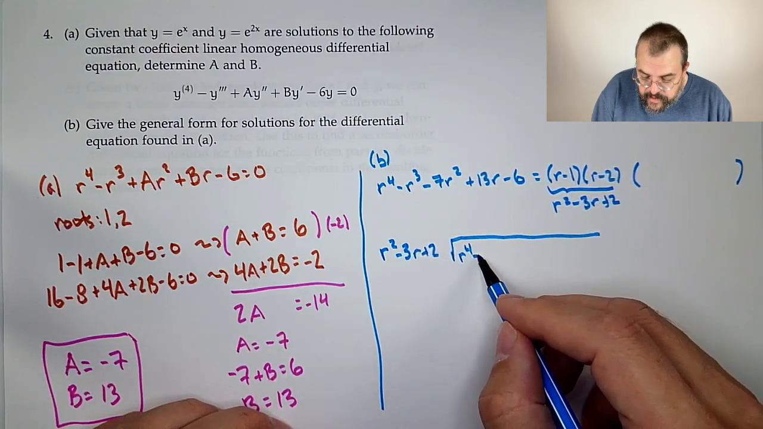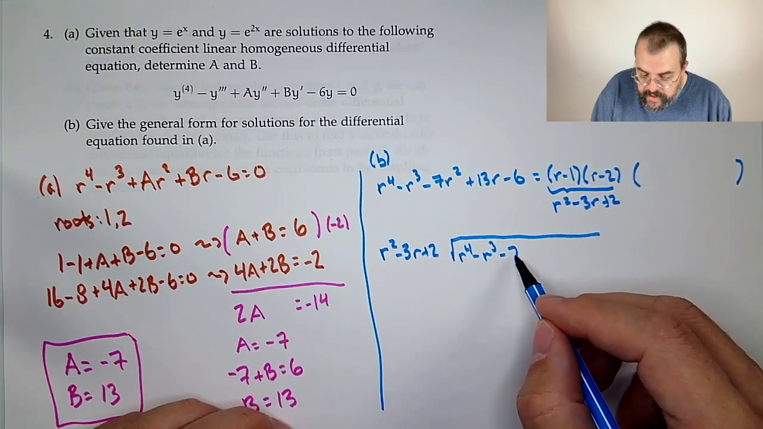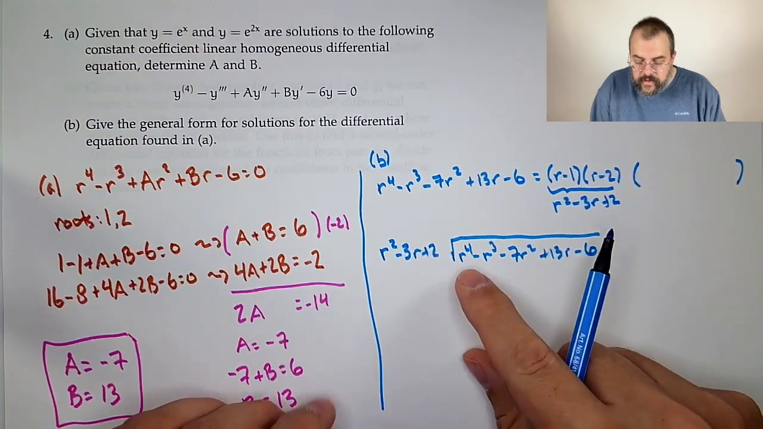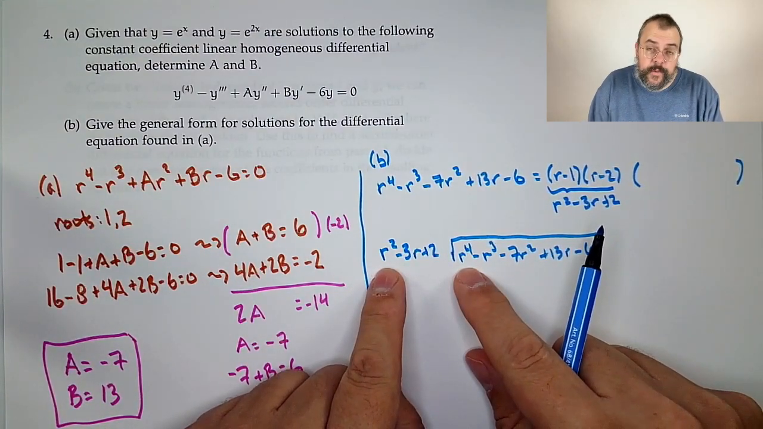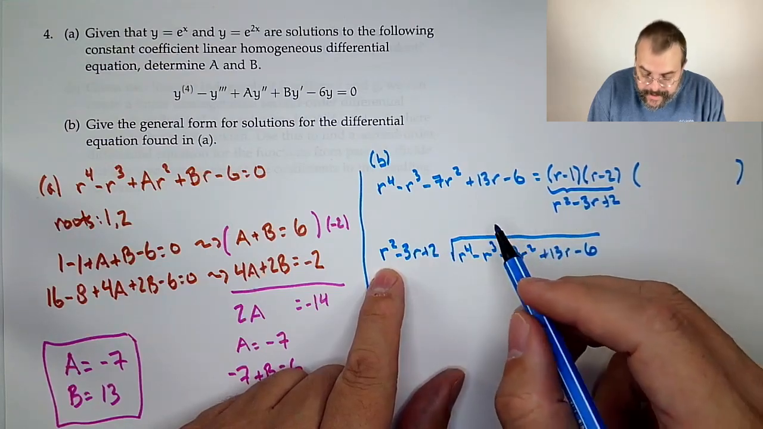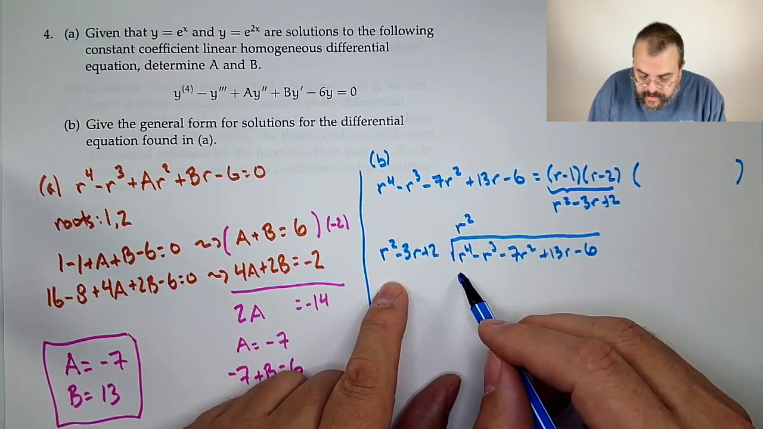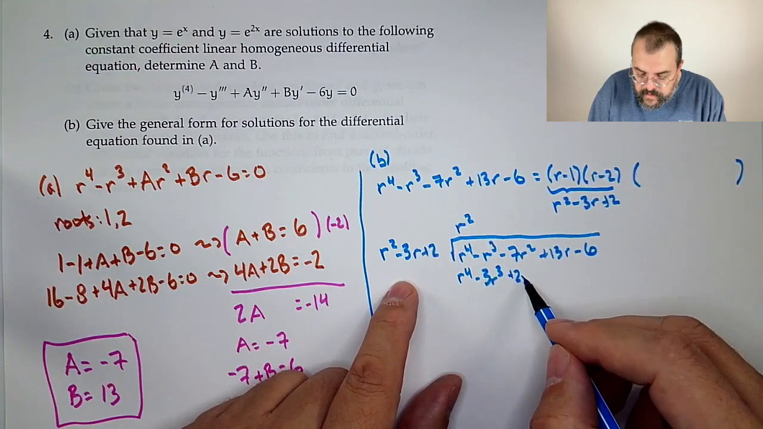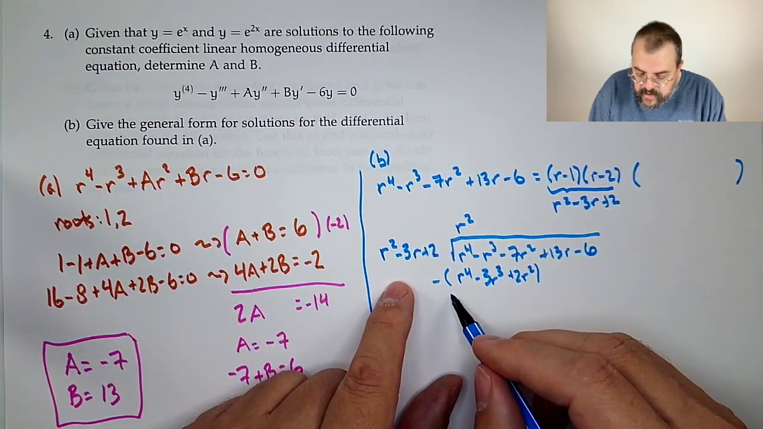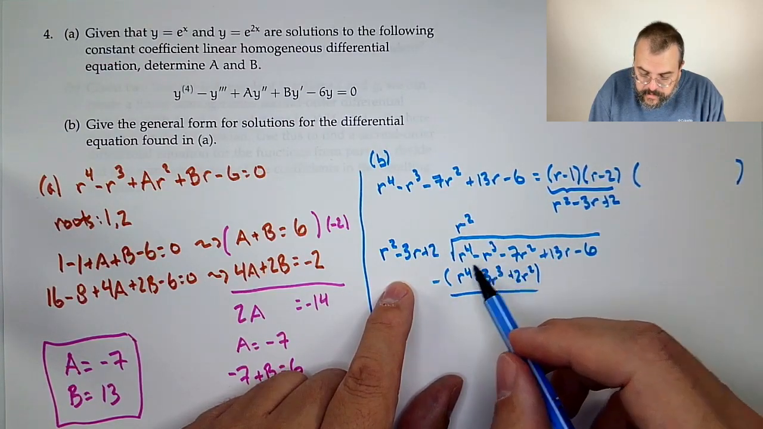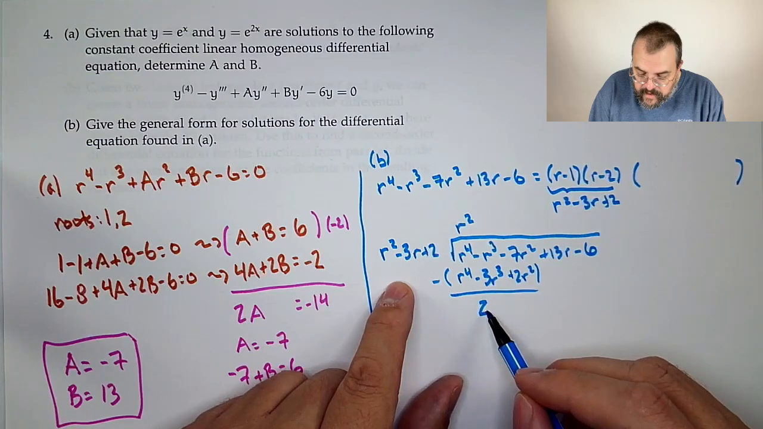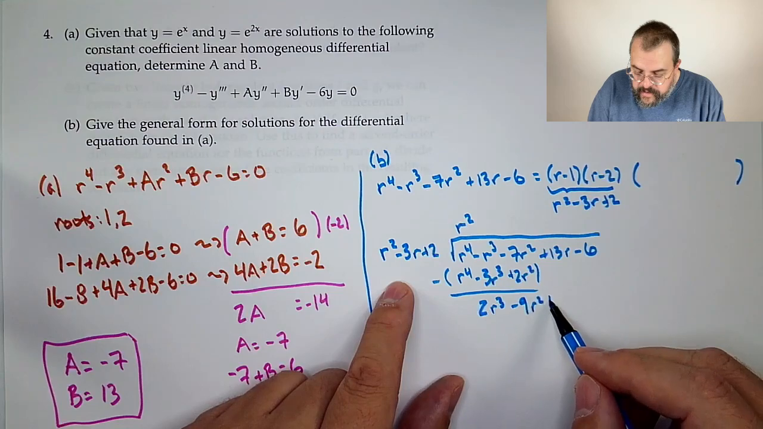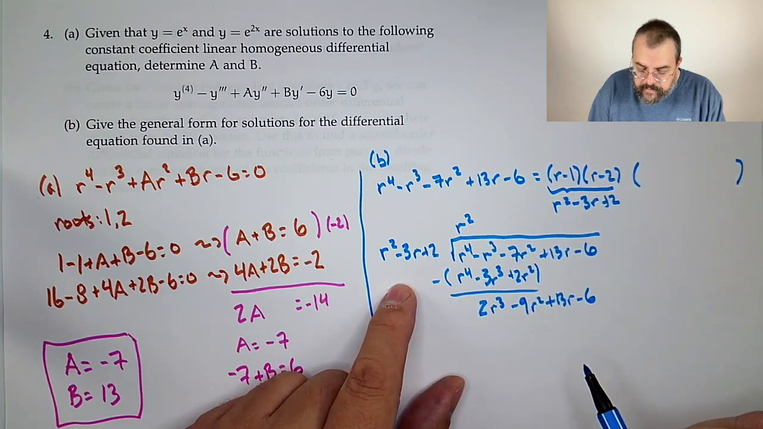Divide that into r to the fourth minus r cubed minus 7r squared plus 13r minus 6. So I have r squared. What do I need to get r to the fourth? R squared. So r to the fourth minus 3r cubed plus 2r squared. Subtract. So r cubed minus 3r cubed gives us positive 2r cubed. Then we have minus 9r squared plus 13r minus 6.